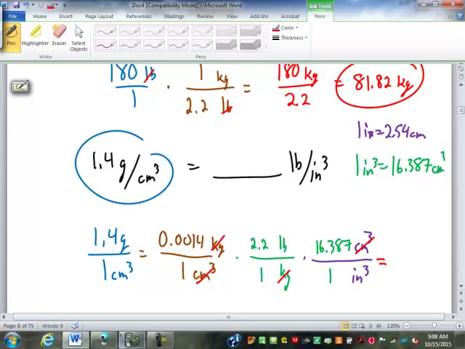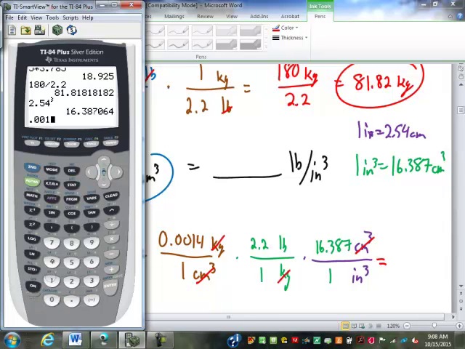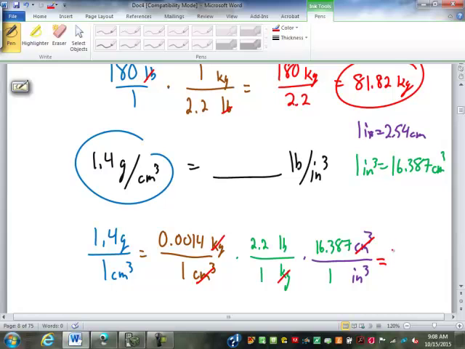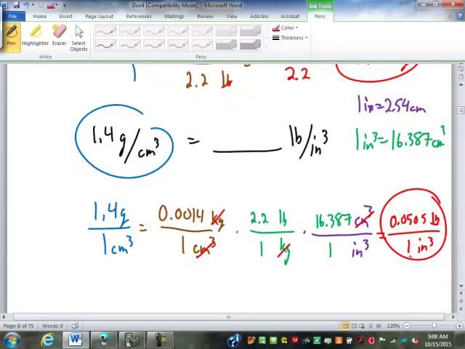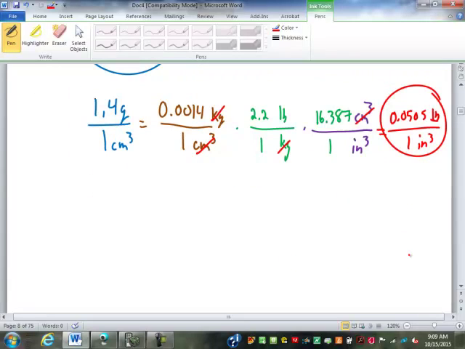So up here we have 0.0014 times 2.2 times 16.387 gives us 0.0505 basically. That is pounds. Over on bottom here, let's say it's all ones, that is per cubic inch. So that's 0.05 pounds per cubic inch. It is a lot of steps.